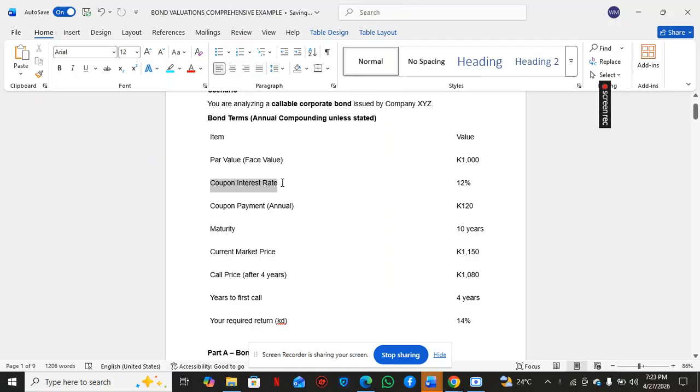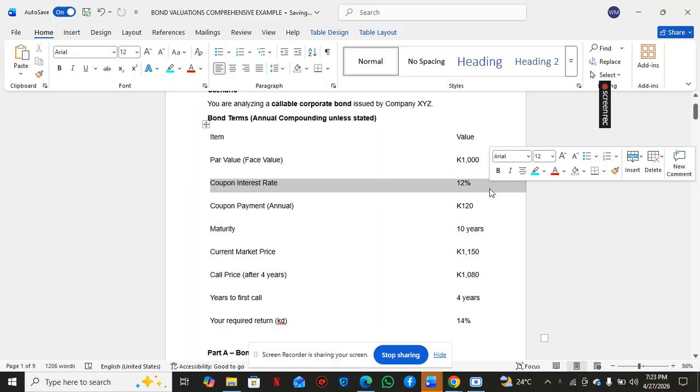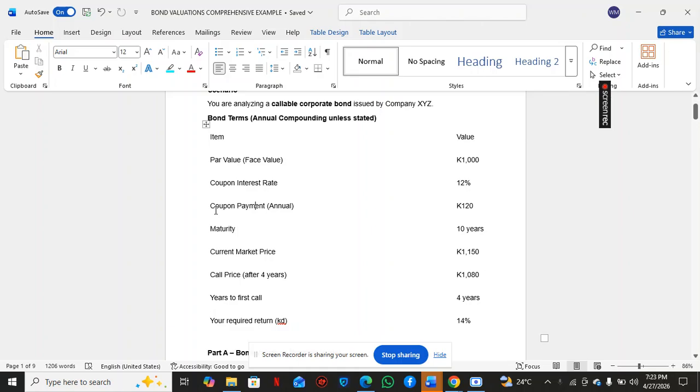Coupon interest rate 12%. Whenever you hear the coupon rate, it's just the interest rate. Coupon payment, the actual interest payment, it's 120 kwacha. How you get this coupon payment is just the interest rate times the par value. Okay, so we just got 12% of the par value there.